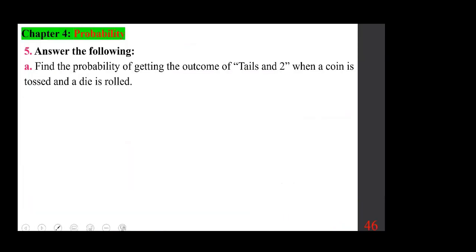We want to find the probability of getting the outcome of tails and 2 when a coin is tossed and a die is rolled. Now, definitely independent events. Probability of A intersection B is probability of A times the probability of B when they are independent.